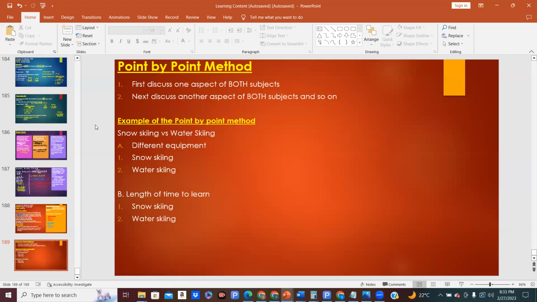All right. Yolanda, which one do you prefer to use? Block method or point by point? The block method. You prefer the block method as well? Serenity, which one do you prefer? Block method or point by point? Block method. Okay. Shaya, which one do you prefer? Block or point by point?